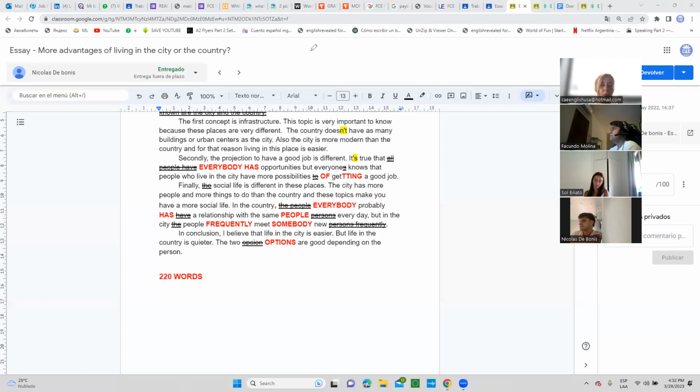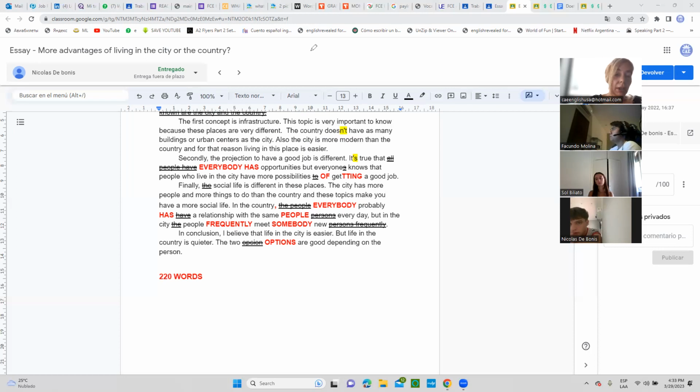Everyone knows that people who live in the city have more possibilities of getting a good job. Why? Because you have the possibility of. And remember what I told you, if whatever comes after a preposition is a verb, it's going to be in the gerund, so -ing. Okay? Finally, social life, no "the," because we're talking about social life in general. Social life is different in these places. The city has more people and more things to do than the country, and these topics make you have a more social life.